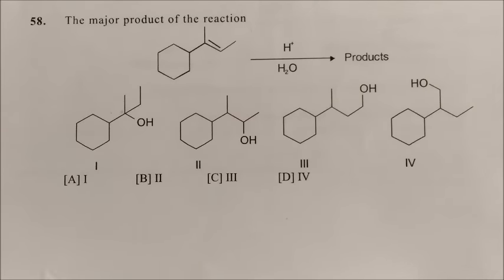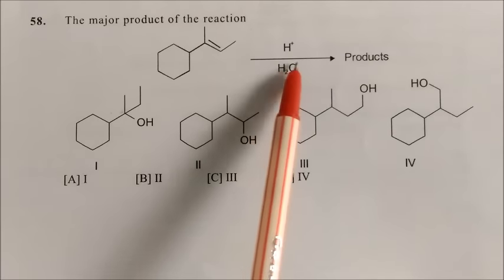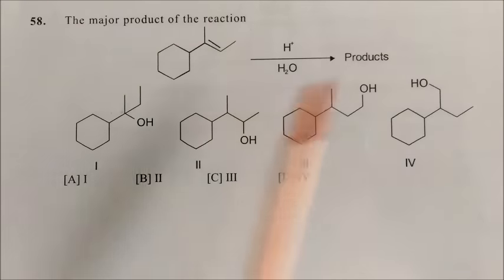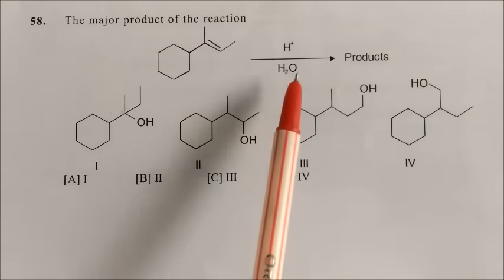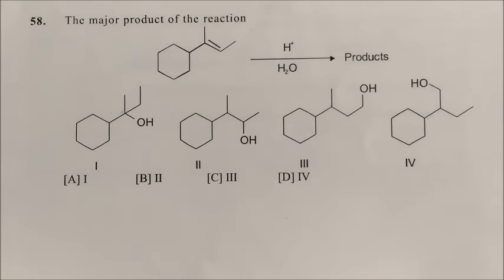The major product of the reaction is asked, and these are the options. This is the acidic dehydration reaction of an alkene, so we have to form the product. Water will attack on the acid. The pi electron will first attack the H plus. Let us see the mechanism to understand the answer.